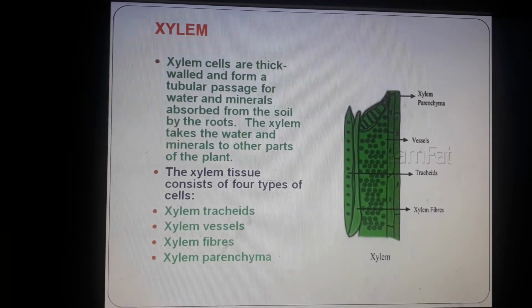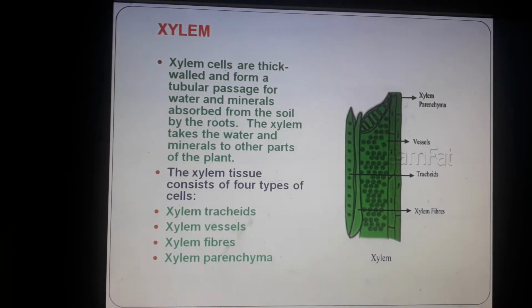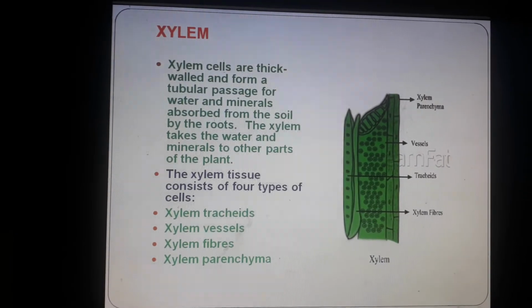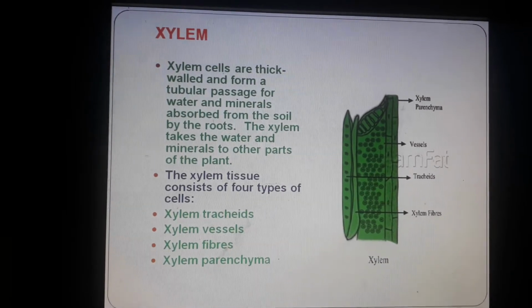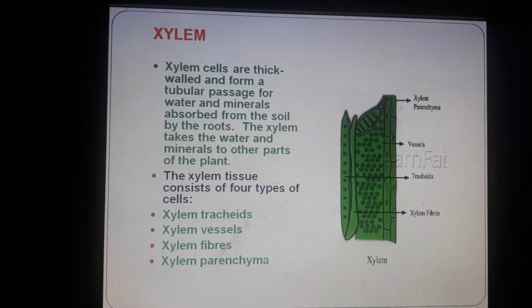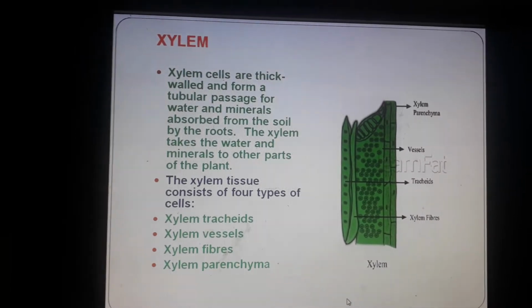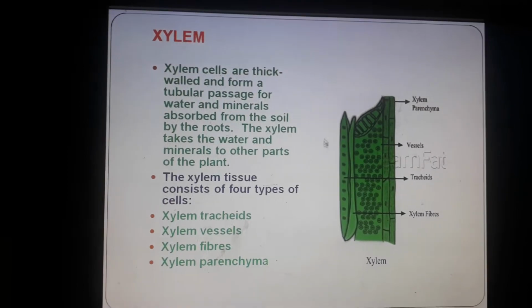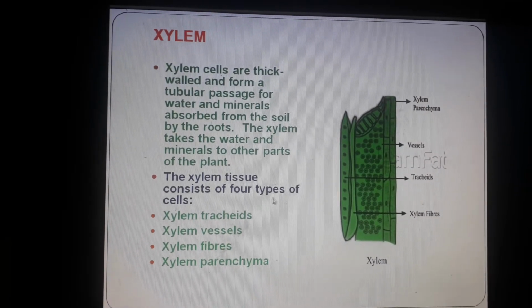So in the kitchen of the plant, where is the kitchen of the plant? That is a leaf. So there also water is needed. Water is a raw material for photosynthesis. So all the water and minerals that are absorbed by the root, they go up to all the other parts through which tissues? Xylem tissues. Always remember, xylem is for water conduction. Main role of xylem is what? Water conduction. So the xylem tissues consist of 4 types of cells.